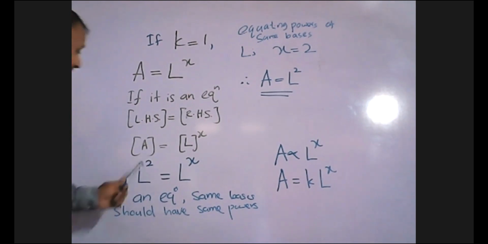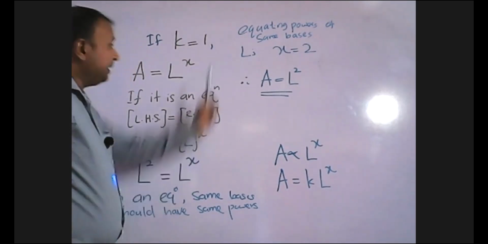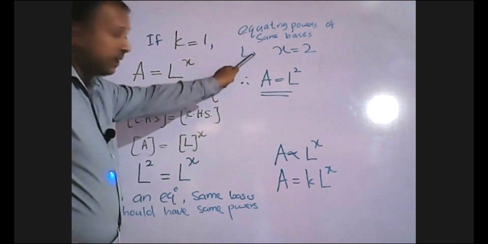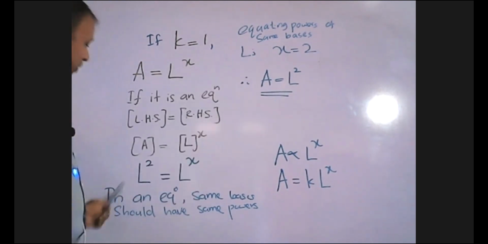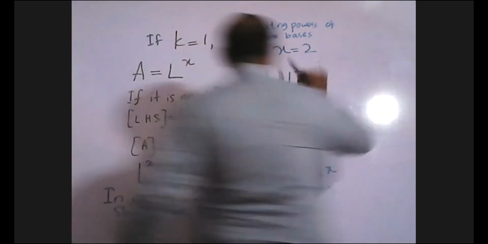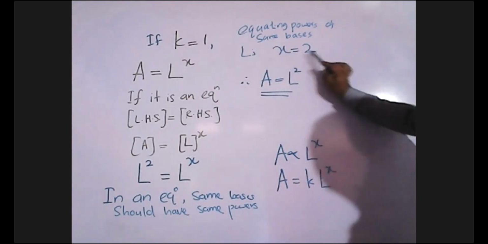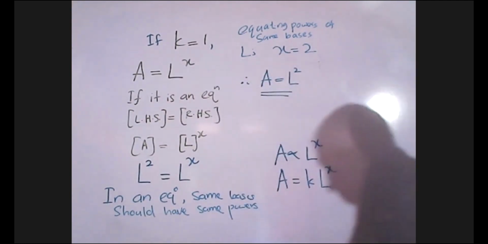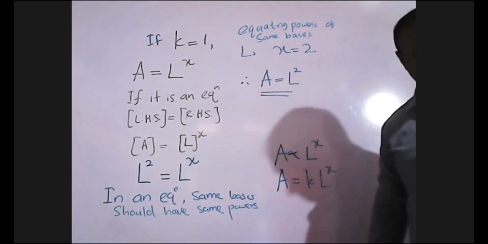So I have to equate the powers of the same bases. In this case, there is only one dimension, that is L. Here I have equated the powers of L on both sides. In LHS it is 2, in RHS it is x. So x should be equal to 2. If x is equal to 2, I can replace that value here. Then it will be the equation.